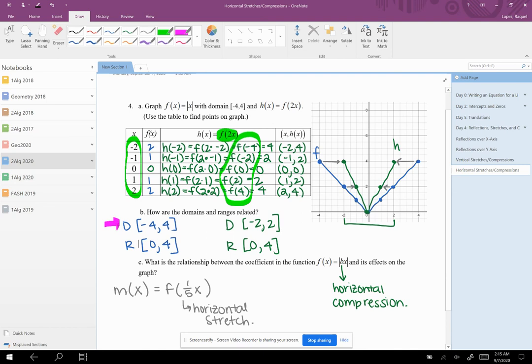So our domain for our f graph is -4 to 4, and our domain for our h graph, after following that rule, is from -2 to 2. So it got compressed. It got cut in half by a factor of 2.